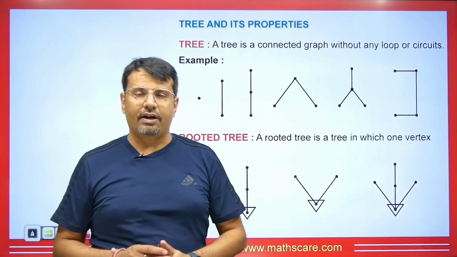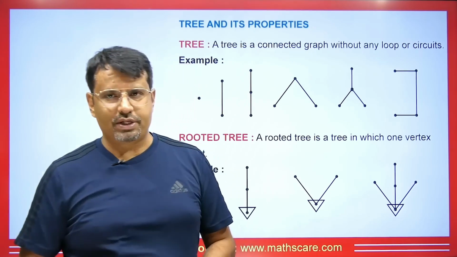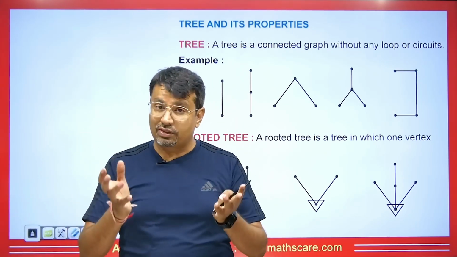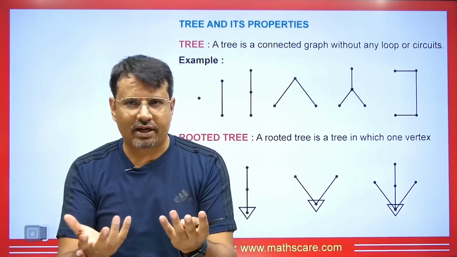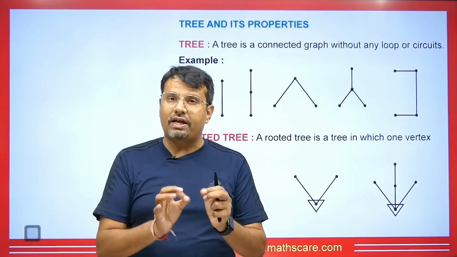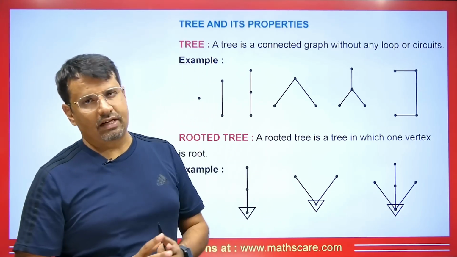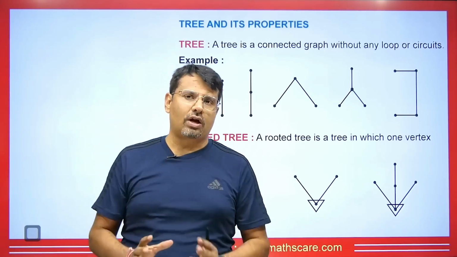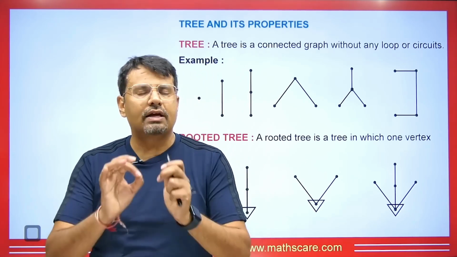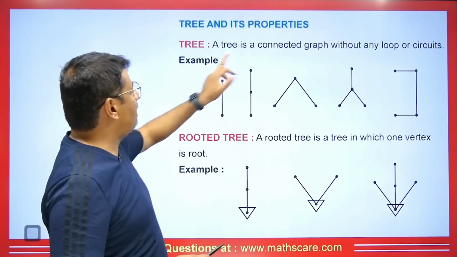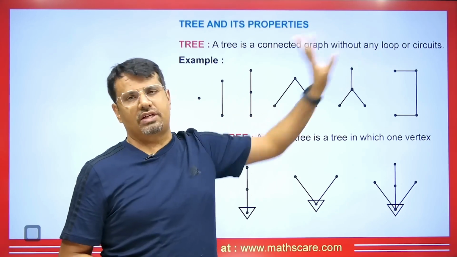We will talk about the tree first. See, what is the difference between a tree and a graph? A graph can be a closed one. A graph can also be described as a circuit type. So, the concept of closeness doesn't apply to trees. This means that whatever graph we have will neither be closed nor circuit. Look, understand the concept. A tree is a connected graph without any loop or circuit.